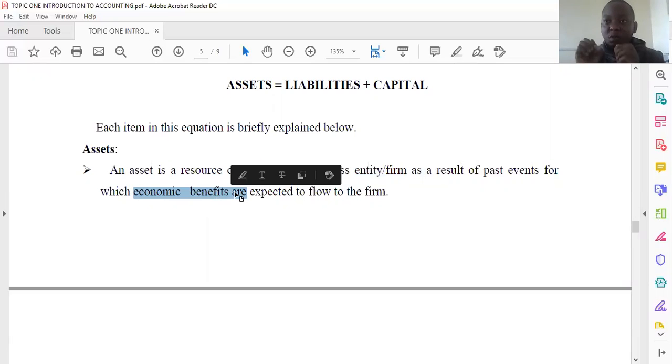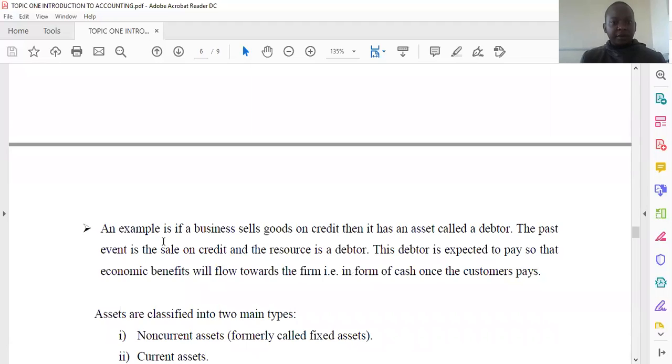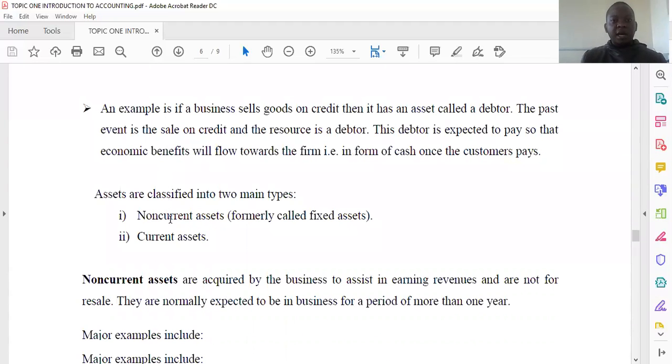So if this asset is properly utilized, it will lead to some inflow of money. If it's a machinery, this machinery will be used in the production process of goods. These goods are sold and money comes in, which is a return to the business. Now, there are classifications of assets.